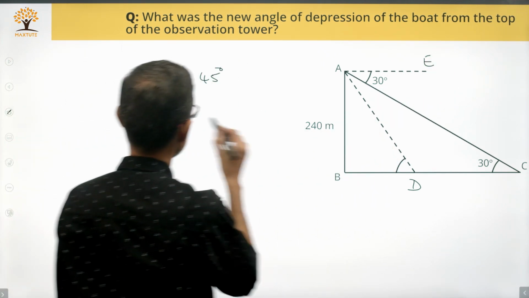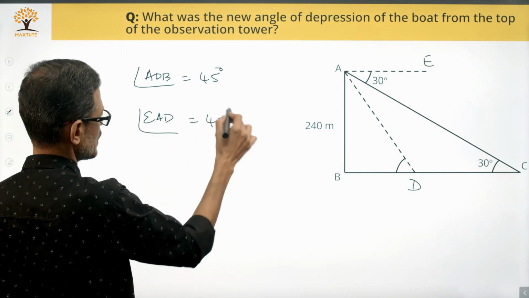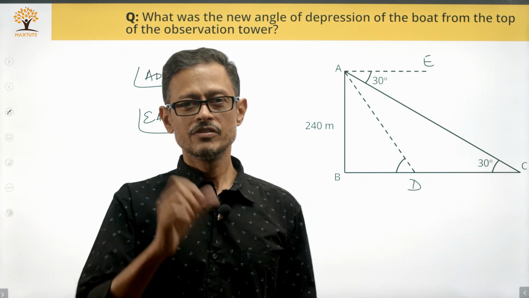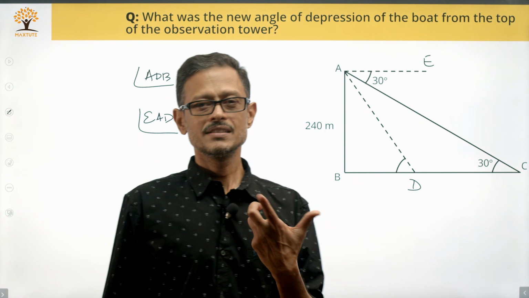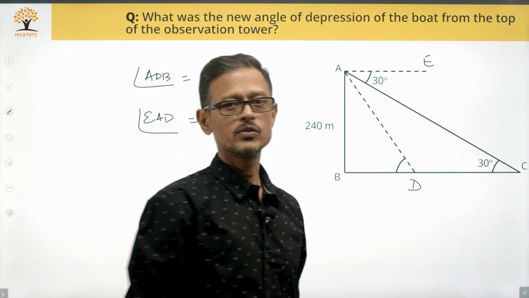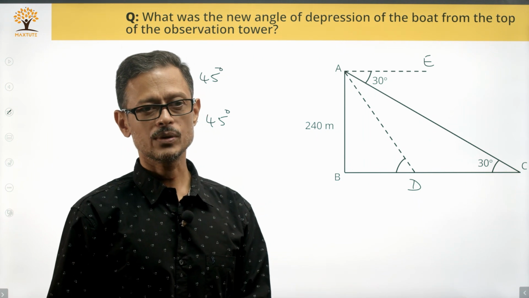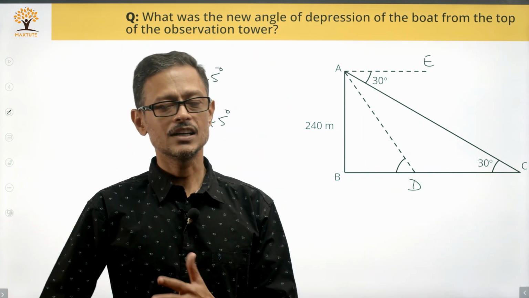And therefore, angle EAD, which is what we are trying to find out, the angle of depression, is also equal to 45 degrees. So we computed the answer to both parts. First, what is the distance when he first observed the boat? Second, we know the boat has traveled 240 times (root 3 minus 1). At that point, what is the angle of depression is what we needed to find out. So 240 root 3 is the initial distance. 45 degrees is the second angle of depression.